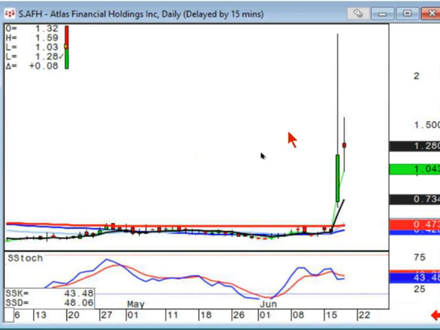AFH. This one with the breakout. You can buy this one on positive trading. If I was buying on positive trading tomorrow, then I'd have my stop just below today's open, because if it opens positive and comes back down through there, they're selling still.